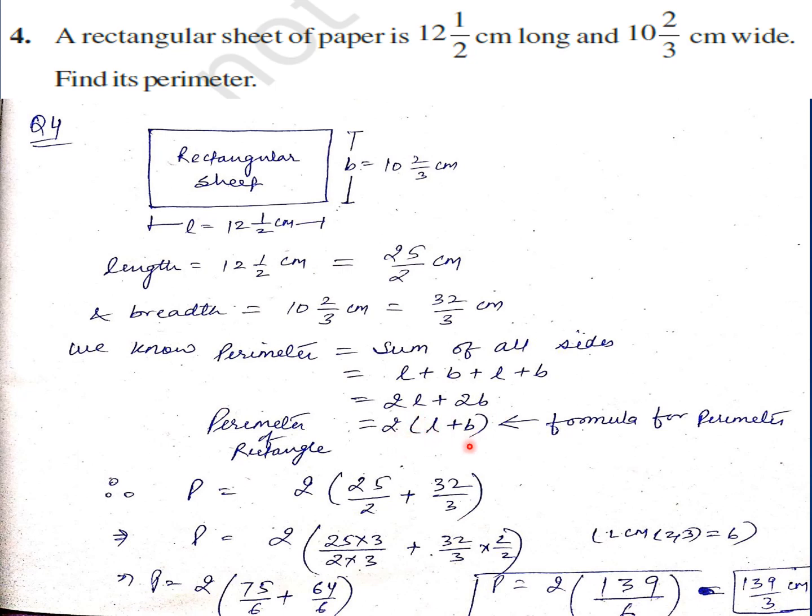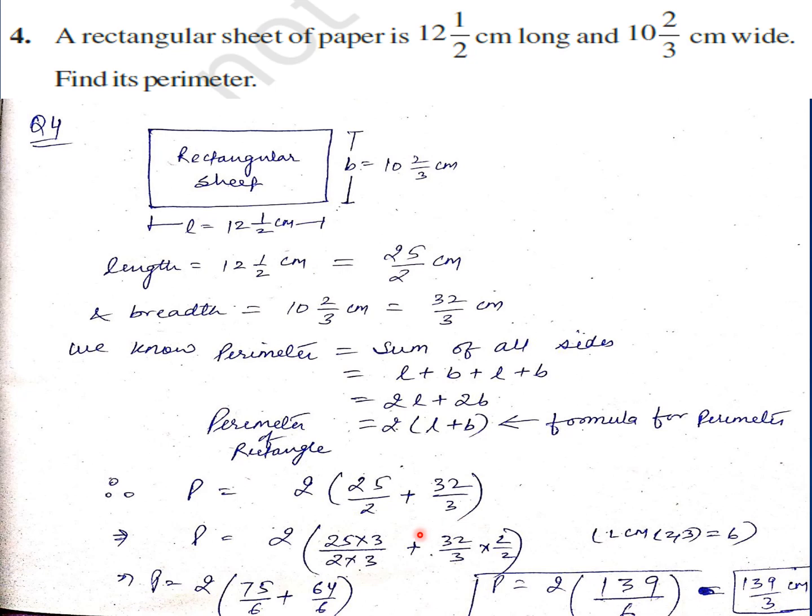This is from the distributive property, which I have told you in this first chapter. This is 2 into L, 2L plus 2 into B, 2B. This is the distributive property. So we have taken 2 as common. This is the formula you must have studied in class 6th. So let's take the formula only now. P is equal to 2. Length is how much? 25 upon 2, as we have written above, plus breadth is 32 upon 3.